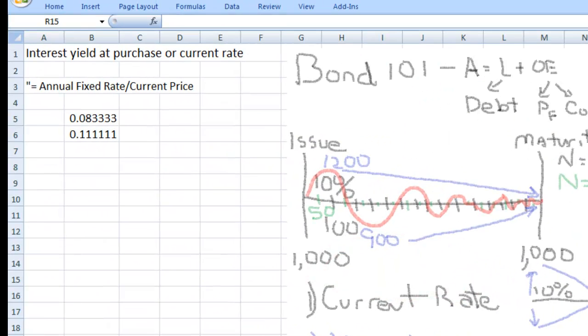Finally, one last point before I calculate the current rate for both of these bonds. Bonds trade at a percentage of face value. This bond here is actually listed as 120.00, stating that it's 120% of face value. Therefore, 120% of 1,000 is $1,200.